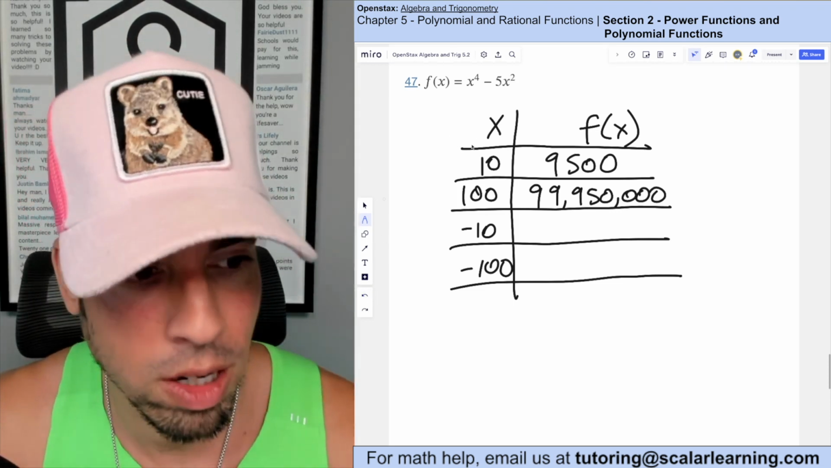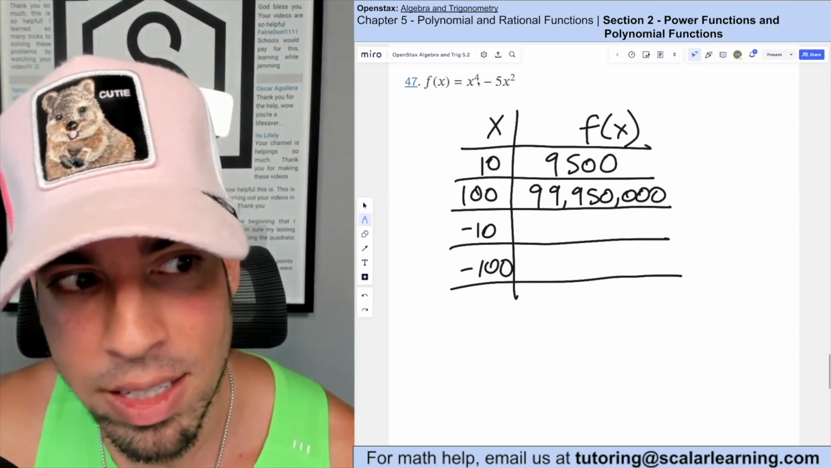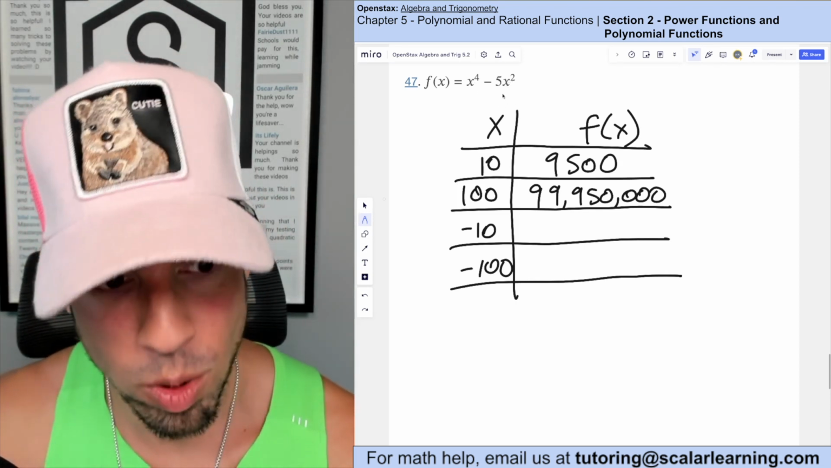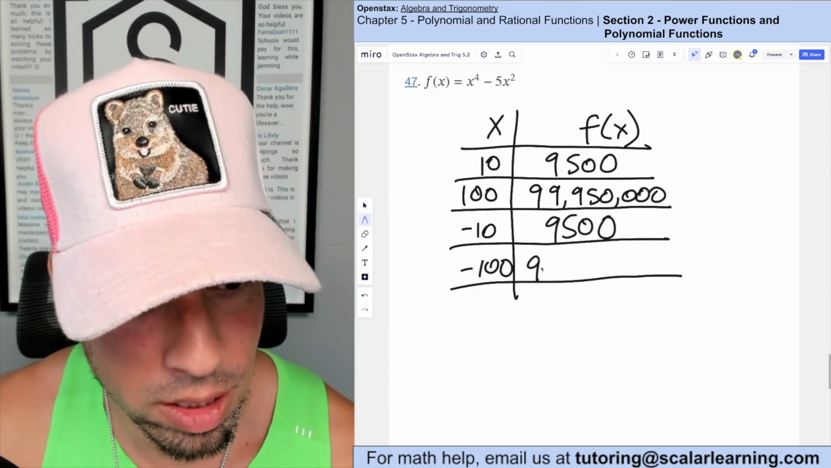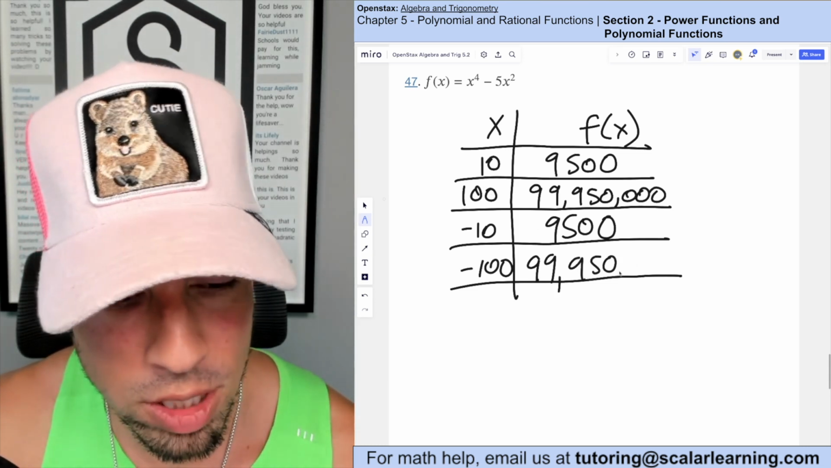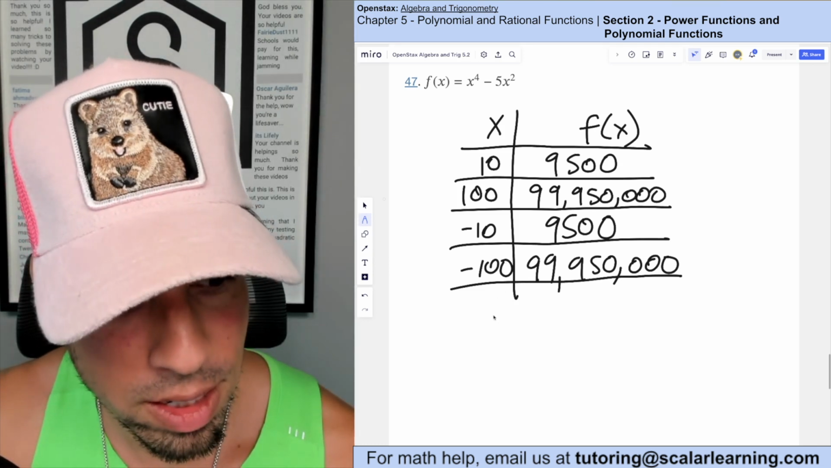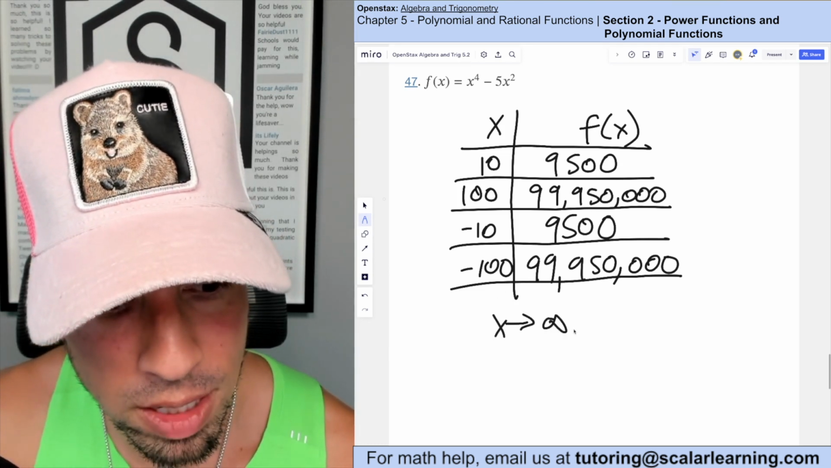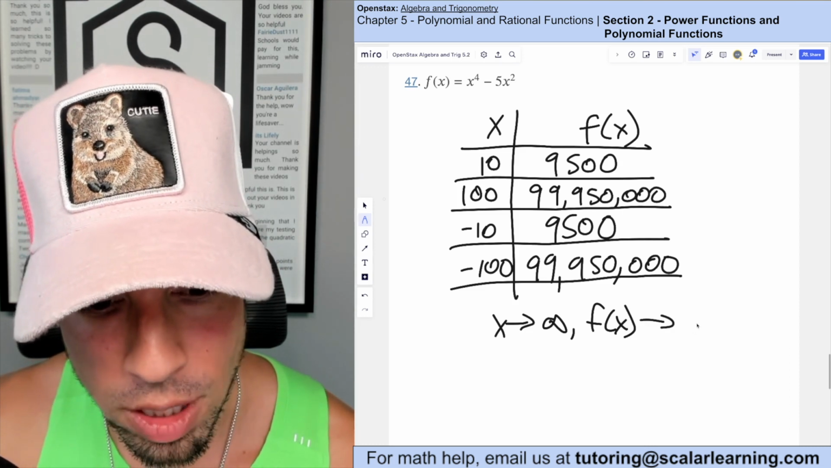So that's kind of the shortcut, but this is a nice way to verify it. Now, if we plug in negative 10, the interesting thing is that because it's to the fourth power here and squared here, we're actually going to get the exact same value, 9,500. And here we're going to get the same value for negative 100 as we did for positive 100, which is 99,950,000. So what we can see is as x approaches infinity, the function value seems to also approach infinity.